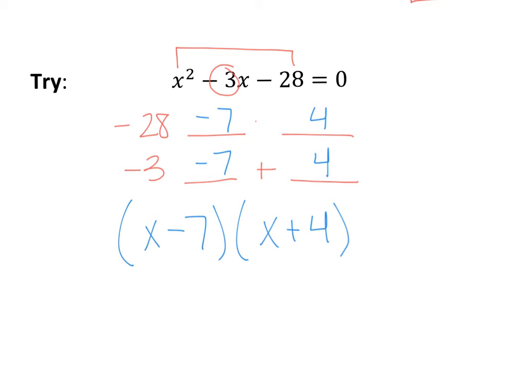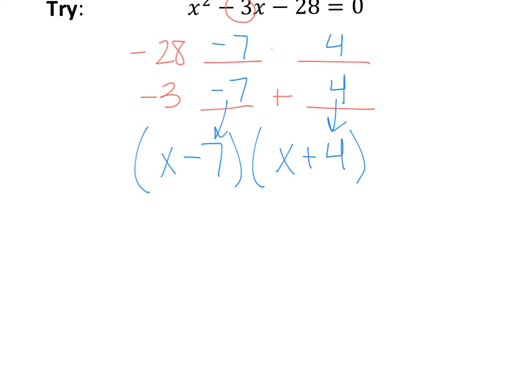Okay, so here I have taken the ABC method again, and a times c is negative 28, b is negative 3. The numbers that multiply to be negative 28 and add to be negative 3 are negative 7 and 4. So I do my dead cartoon eyes, drop down my factors into those. And now, since my a is 1, I don't need to worry about dividing these factors.